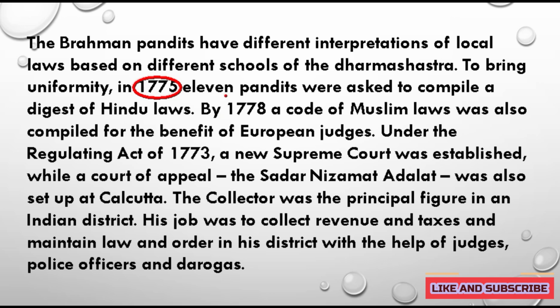In the same way, in 1778, a code of Muslim laws was also compiled for the benefit of European judges. Hence, under the Regulating Act of 1773, a new Supreme Court was established, and a Court of Appeal was also established at Calcutta, known as the Sadar Nizamat Adalat at that time.